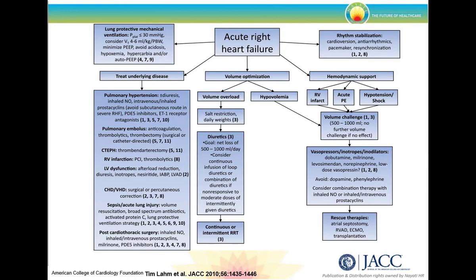So this is a brief management. If the patient has acute right heart failure: lung protective ventilation, avoiding high PEEP, treating the underlying disease depending upon the cause, and volume optimization. If the patient has volume overload: restriction of salt, measurement of daily weights, diuretics, and if none of these are working, we can eventually use renal replacement therapy. If the patient has hypovolemia, we can give fluid challenges, of course with sequential echo. If you want to give additional hemodynamic support, we can use inotropes. And if none of these are working, we'll have to go with ECMO.